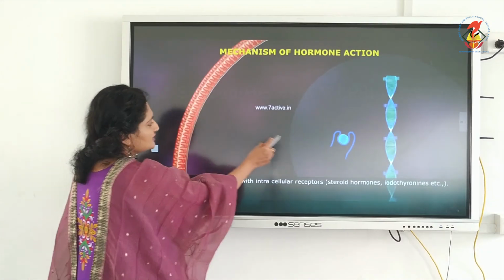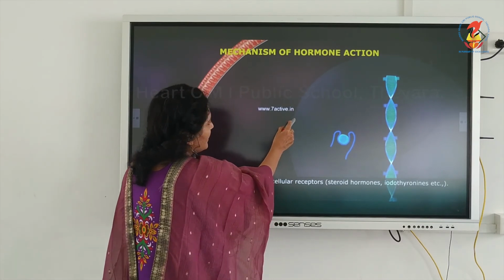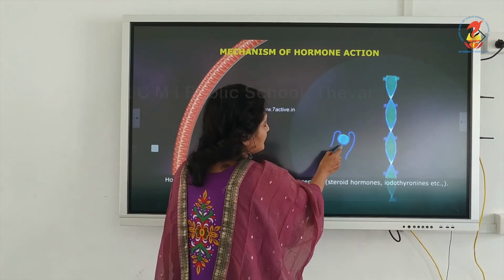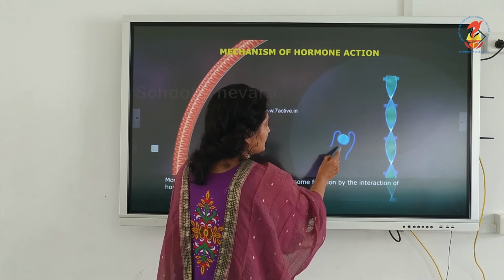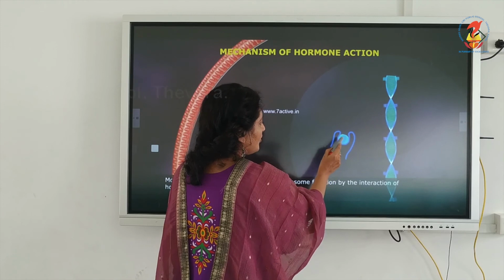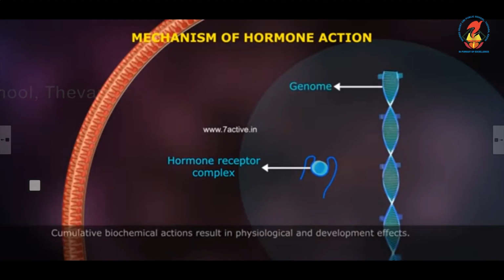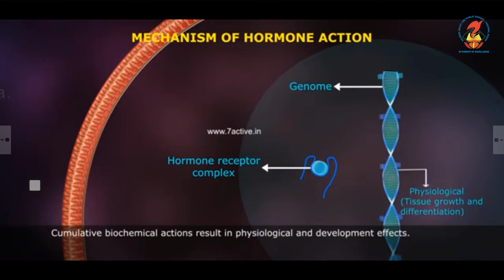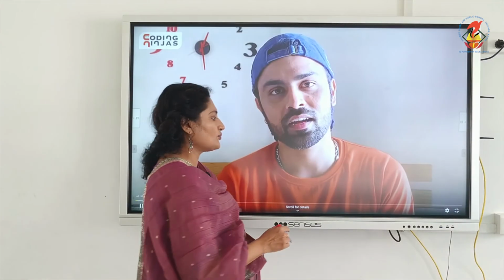Now we have the intracellular receptors. The hormone penetrates through the cell membrane, gets in through the nuclear membrane and binds with the receptor inside the nucleus. Now what is formed is the hormone receptor complex. And now this hormone receptor complex will bind to the genome. Here the genome is DNA. And when it binds to the genome, it results in regulating gene expression and chromosome function.